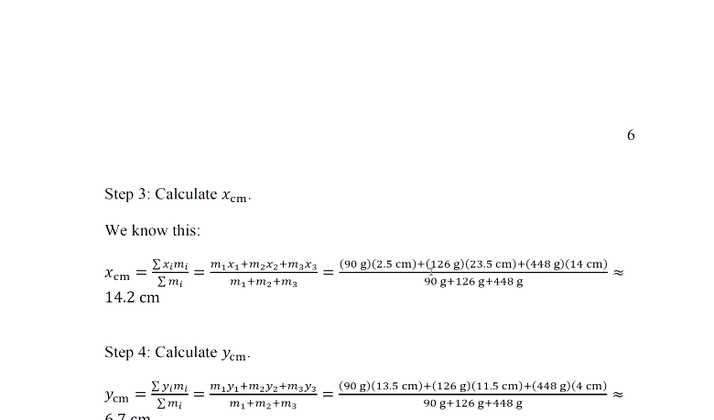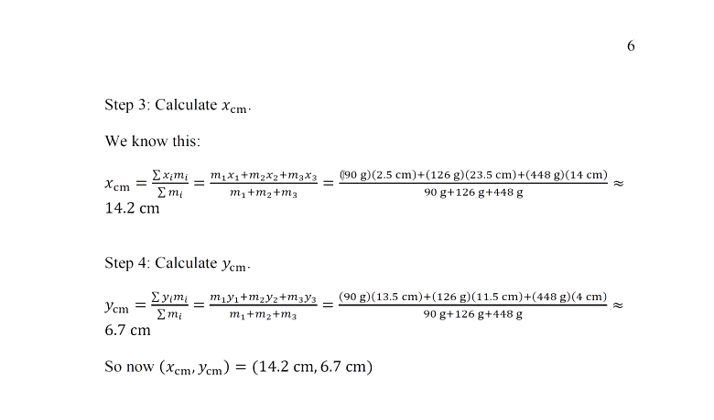So, let's calculate the x center of mass. This is 2.5 centimeters, which is the center of mass of the block on the top left. This is 23.5 centimeters, which is the center of mass of the block on the top right on the x-axis. And this is 14 centimeters, which is the center of mass of the big block on the bottom. And then the denominator is the total mass of all three objects.